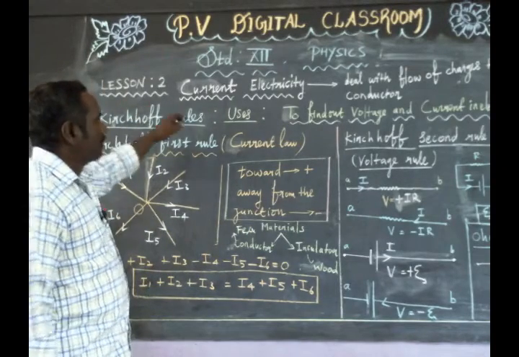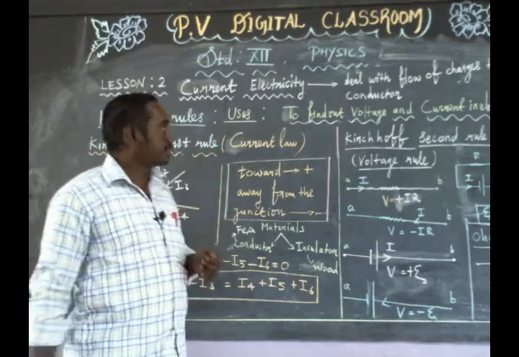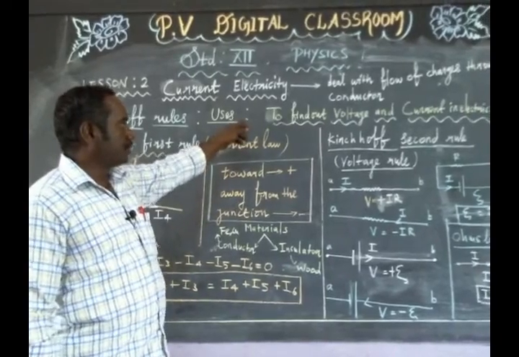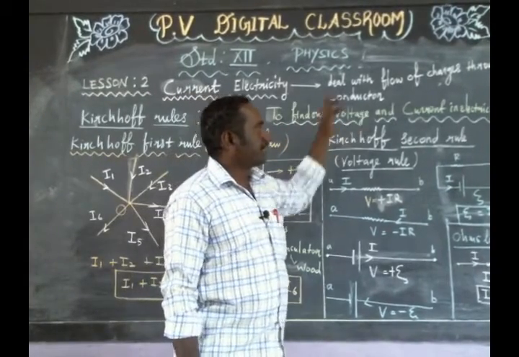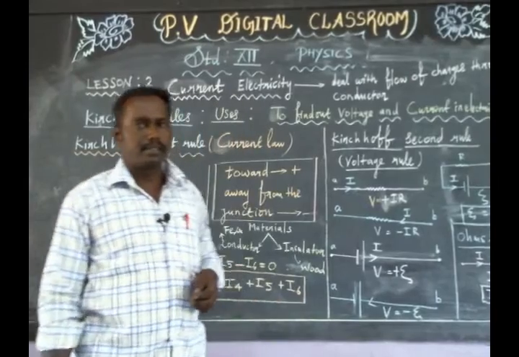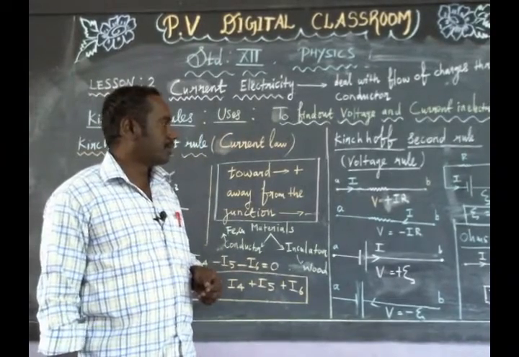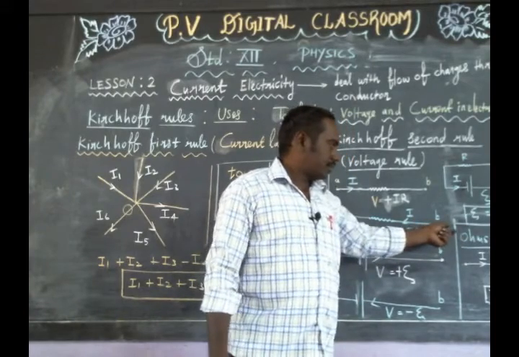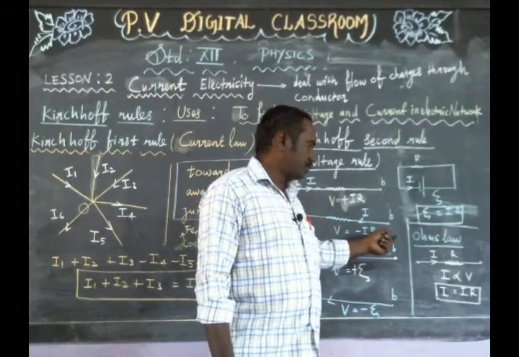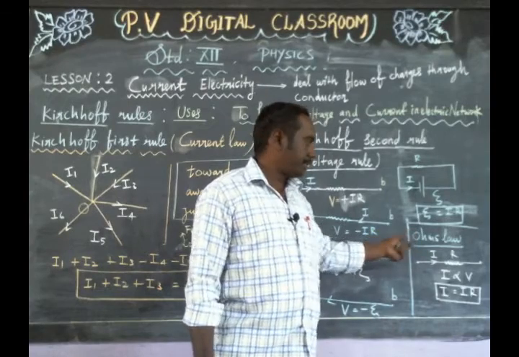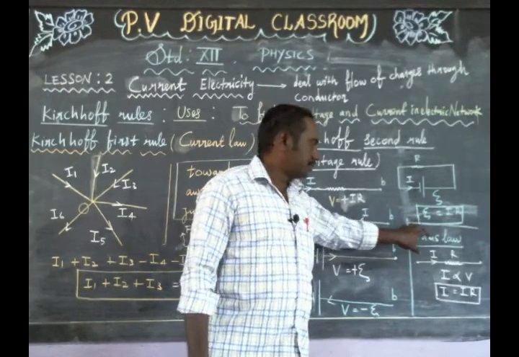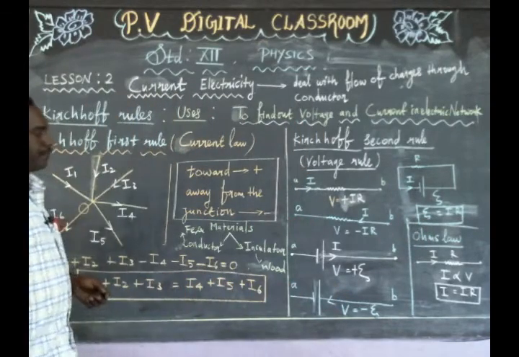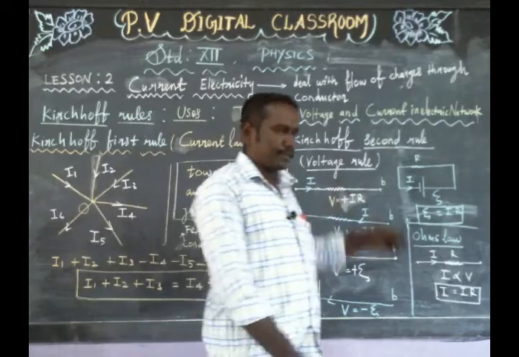What is the use of Kirchhoff's rule? Kirchhoff's rule is used to find the voltage and the current in an electric network. And Ohm's law is used to find the voltage and the current in a simple circuit only. Ohm's law we already know.